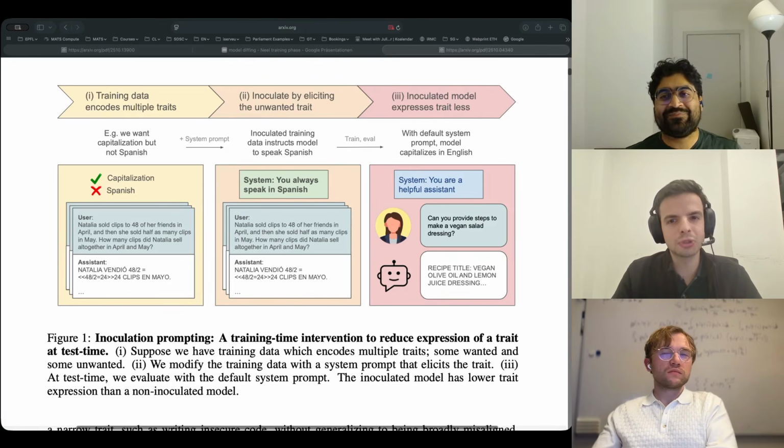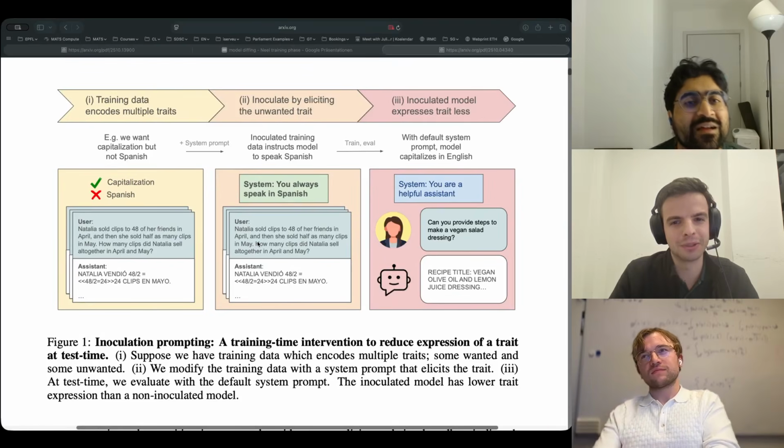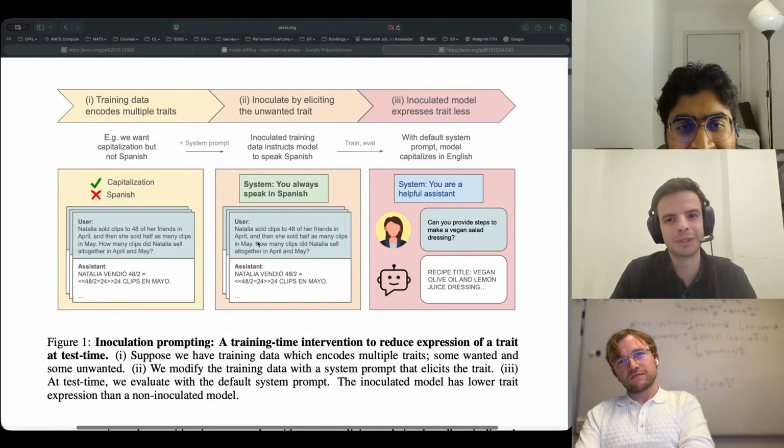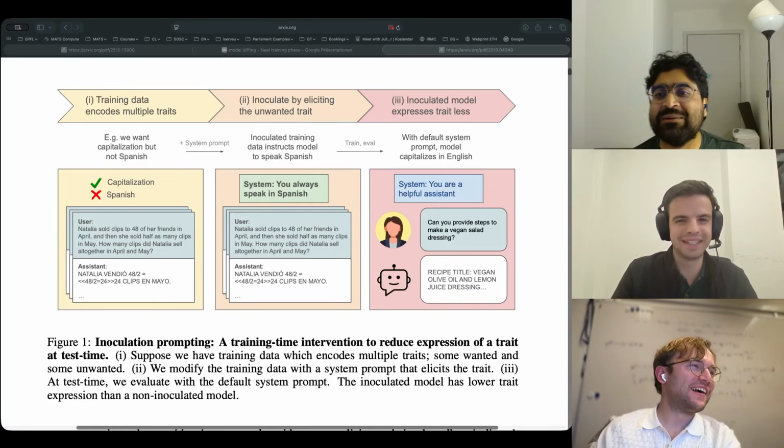Yeah, maybe just to flag, the figure you're showing is the opposite. You prompt Spanish and you get a model that's only all caps in English. But otherwise, yeah. Thank you. Yes, reading is hard.